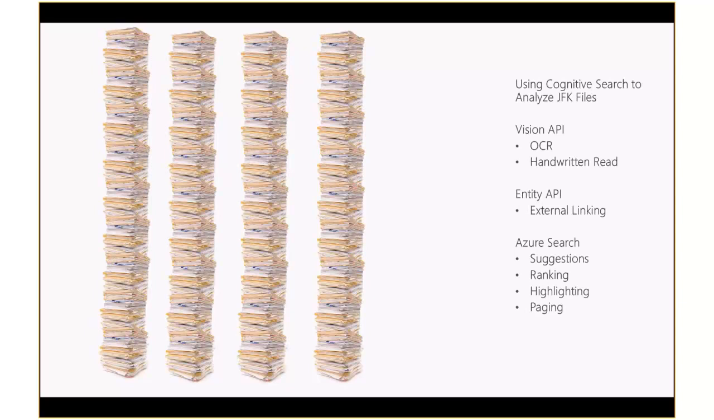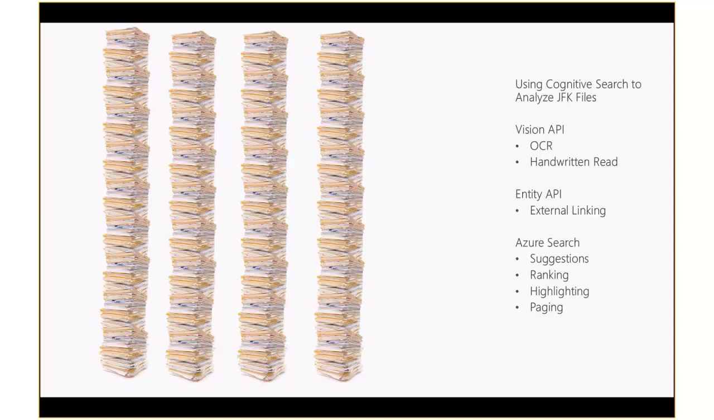On the right, you can see the cognitive search features used in this project. From the Vision API, we used OCR and handwritten read. From the external linking API, we use external linking. From Azure Search, we use suggestions, ranking, highlighting, and paging.